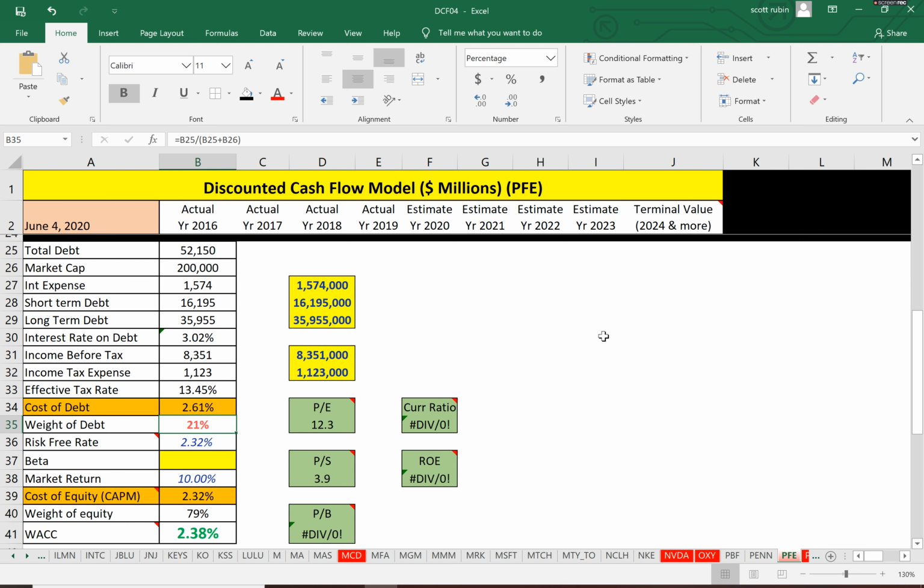And as you can see, 21% of the capital structure is debt, which isn't too bad, but it is concerning that they have 16 billion. That's like a third of their debt due within 12 months. So interest rates aren't high now, so it shouldn't be too bad if they roll the debt over. But you generally don't want to have so much debt due in such a short amount of time.